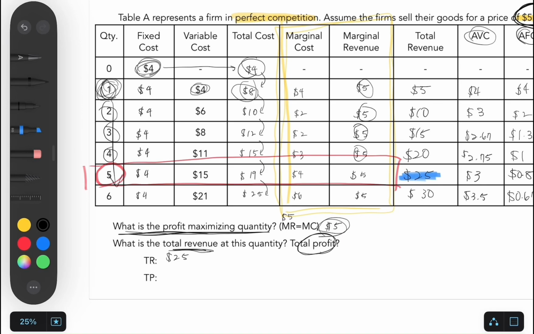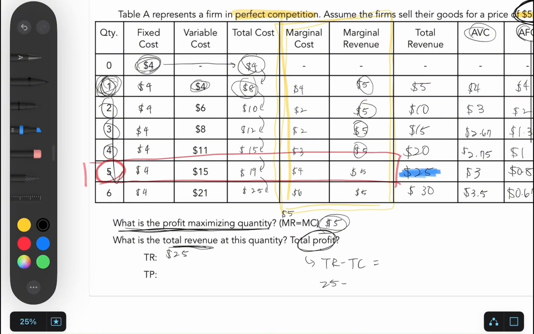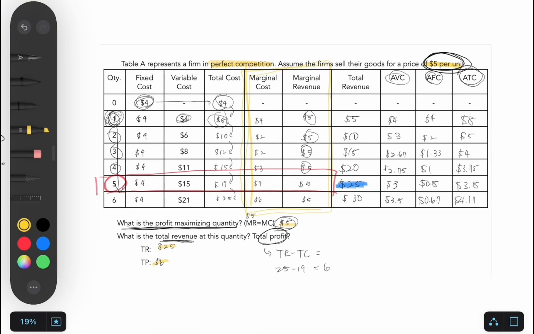And to find total profit, subtract the total cost from the total revenue, which would be $25 minus the $19, which is $6 of profit. To summarize, the profit maximizing quantity is 5, total revenue of $25, and the total profit of $6.